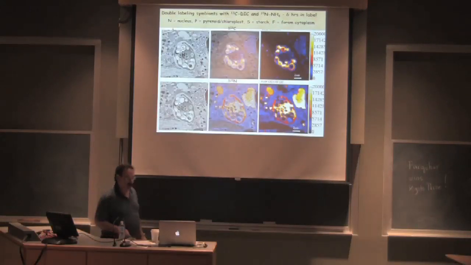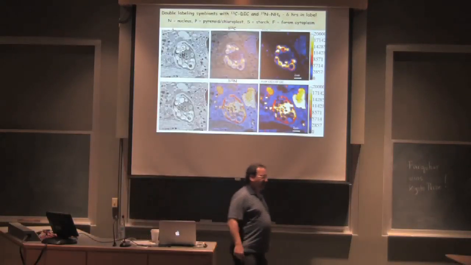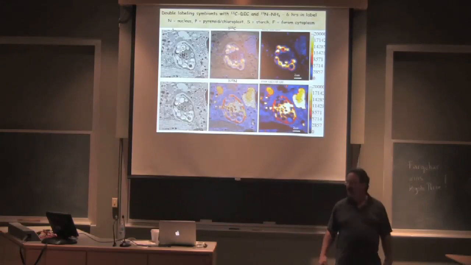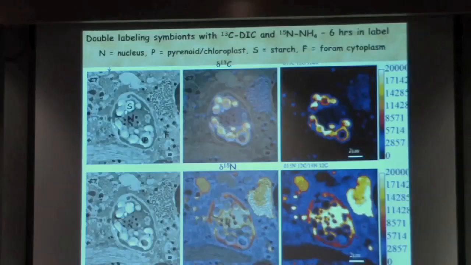So here's what ammonia looks like. This is a dinoflagellate, 6 hours also. This was one that's in the cell. So here's our TEM, here's our nanosim in the overlay. So you can see that in nitrogen space on the bottom panel, the nucleus is glowing. It's just sucking up ammonia and nitrogen and incorporating it into DNA.